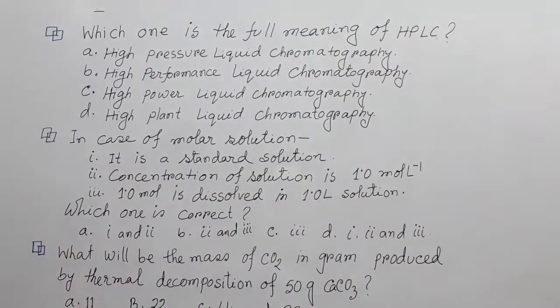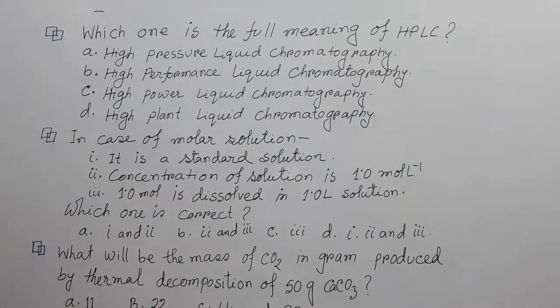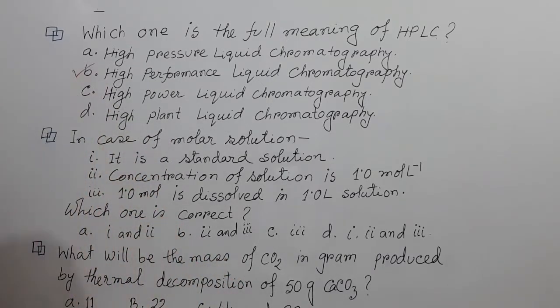Our next question is, which one is the full meaning of HPLC? Option A, high pressure liquid chromatography. Option B, high performance liquid chromatography. Option C, high power liquid chromatography, and option D, high plant liquid chromatography. We know that the meaning of HPLC is high performance liquid chromatography. So, my dear students, the answer is option B.